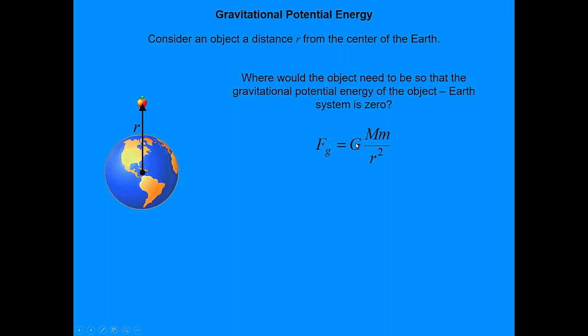Well, big G is a constant, the gravitational constant. This is the mass of the Earth. This is the mass of the apple. Those are both constants. So the only thing that could change here would be the separation distance. Note that it's squared and it's on the bottom of the fraction. So what does the separation distance have to be to make the force of gravity zero?